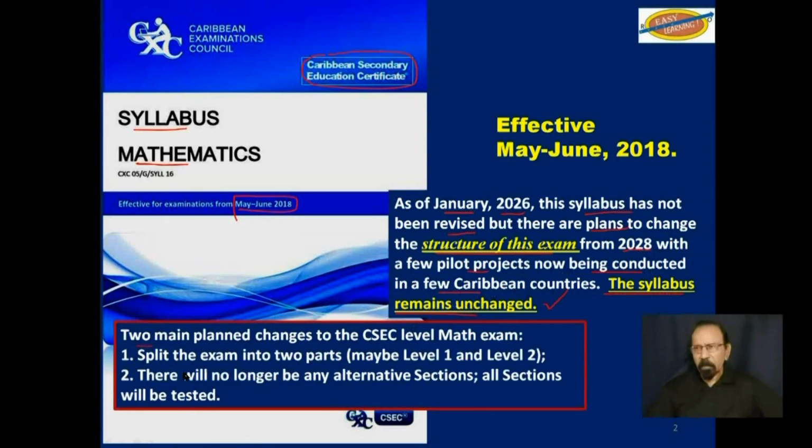Two main planned changes are: one, to split the exam into two parts, and two, there will no longer be any alternative sections. All sections will be tested.